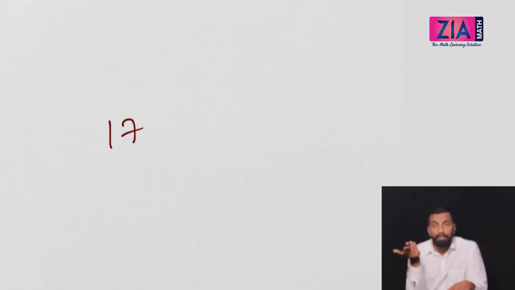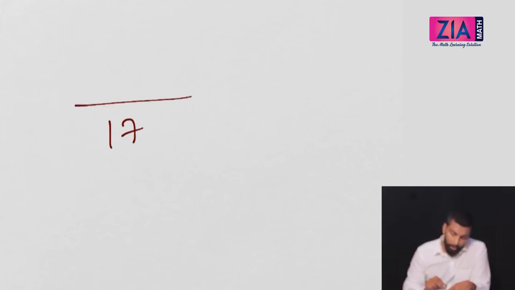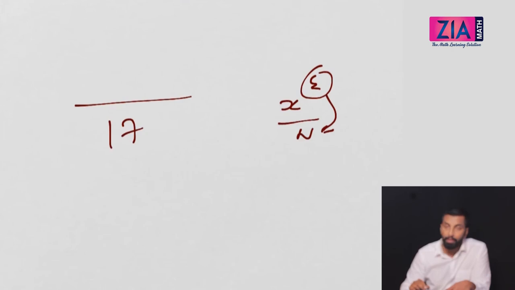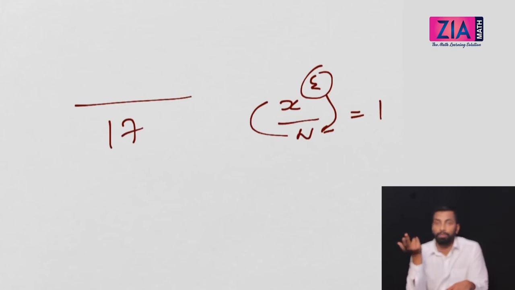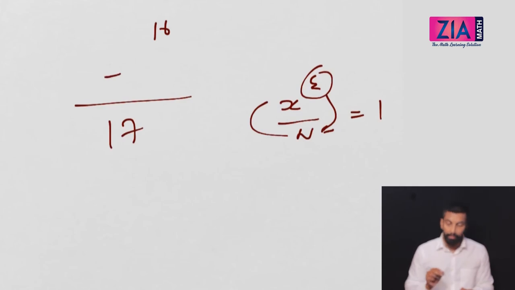Now 17 is a prime number. So Euler's number will be 1 less than that number. What is our rule? X raised to e by n, e should be the Euler's number of this. Then the remainder will be 1. These two are coprimes. No condition between them other than they should be coprimes. So let's fix the power as 16. Now, which number can I write here? You have no restrictions. You can write any number which is coprime with 17.